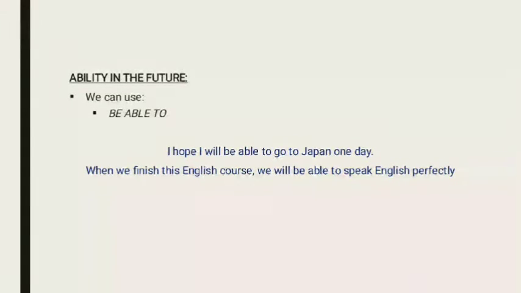Ability in the future. Untuk menyatakan kesanggupan di masa yang akan datang atau masa depan, we can use be able to. Kita bisa menggunakan be able to. I hope I will be able to go to Japan one day. Saya berharap saya bisa pergi ke Jepang satu hari nanti.